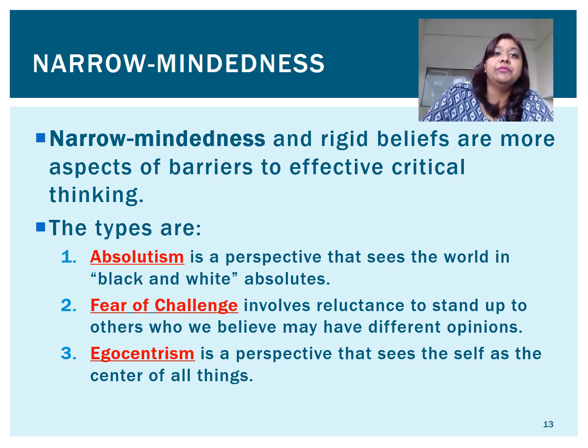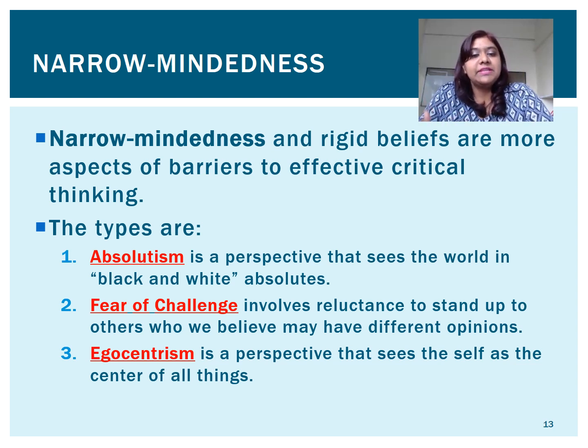The third type of narrow-mindedness is egocentrism. Now, the word ego basically means self. And egocentrism is the type of perspective where you see yourself as the center of everything else. In other words, the entire world revolves around me. What I say is important. What everyone else says does not matter.